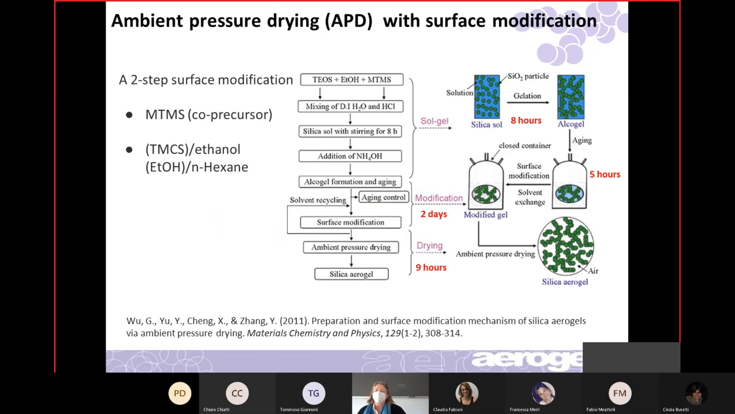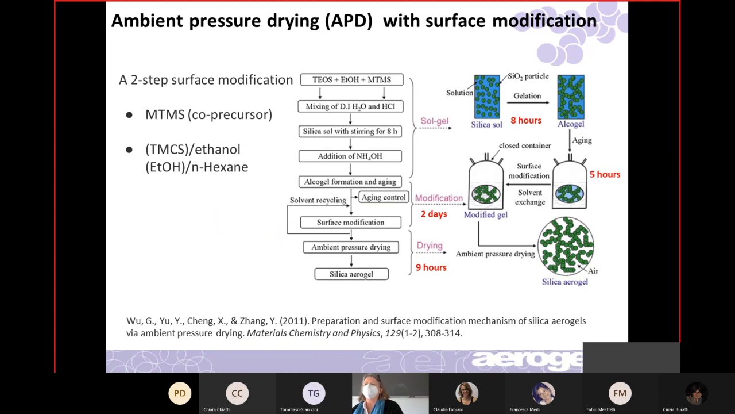And so this is just an example from the literature of somebody who made silica aerogels via ambient pressure drying. And they do what's called a two-step modification. Remember I talked about you could do the surfactant by adding something in the beginning to your chemical recipe and or soaking your wet gel in something. They do both. And so here's an example.